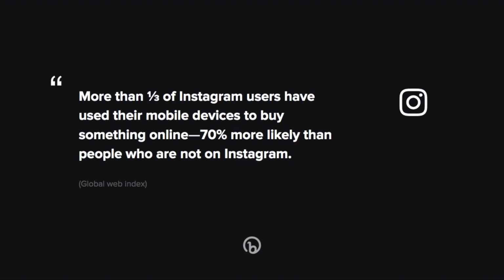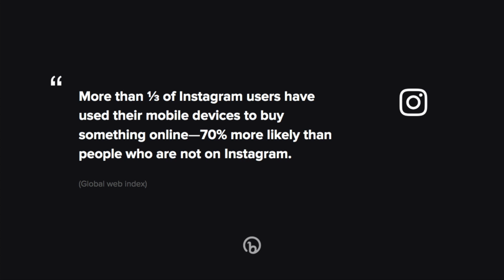I love the stat by the Global Web Index because it's very telling of how people engage on this channel. More than 1/3 of Instagram users have used their mobile devices to buy something online, 70% more likely than people who are not on Instagram. So I personally see ads to purchase things on Instagram all the time. And not only that, but the platform has made it just so extremely easy to go from an ad straight into a purchase flow, which is one of the reasons why it can be so compelling to buy things on this channel. It's so easy.